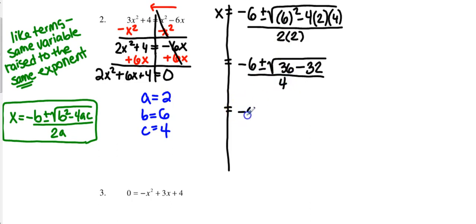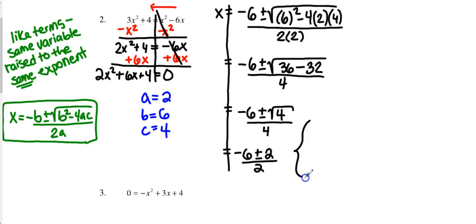Equals negative 6 plus or minus. What is 36 minus 32? 36 minus 32 is 4. All divided by 4. We have a perfect square there. The square root of 4 is 2. So I can rewrite this as negative 6 plus or minus 2, all divided by 2. Go ahead and find your two answers. Break this up, plus and minus.